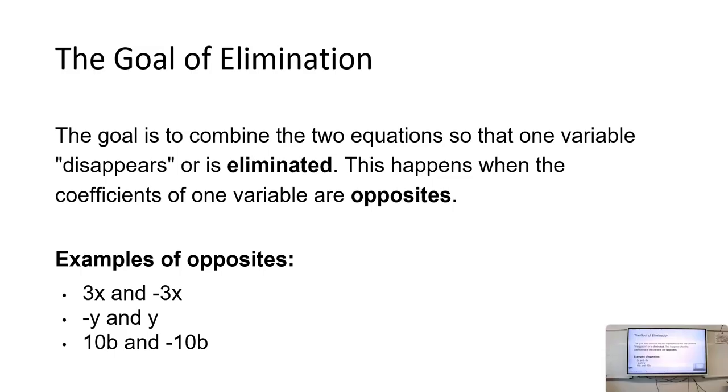So the goal of elimination is to combine the two equations so that one variable disappears or is eliminated. This happens when the coefficients of one variable are opposites. So for example, if you check down here, we have the 3x and the negative 3x. Those are opposites. Negative 1y and positive 1y, opposites. Positive 10b, negative 10b, those are opposites. So we're looking to find opposites so that we can end up eliminating or adding them to equal 0, so they kind of cancel each other out.